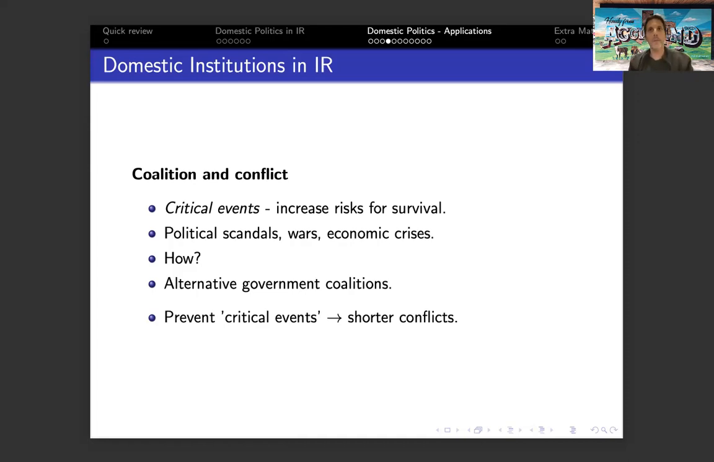But overall, all those risks mean that governments will work very hard to prevent events such as international conflict from becoming critical. And for our discussion, what that means is that government will work very hard to make conflicts short, so they will not become big critical events, which might represent a risk for the political survival.